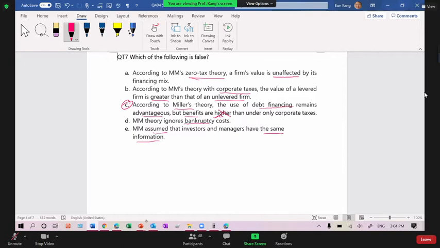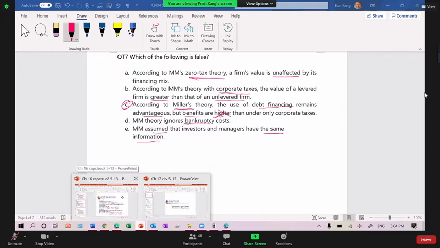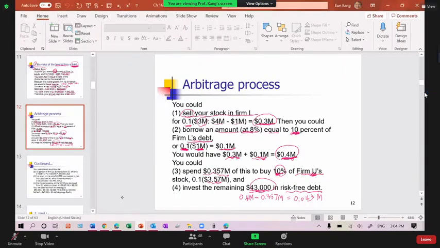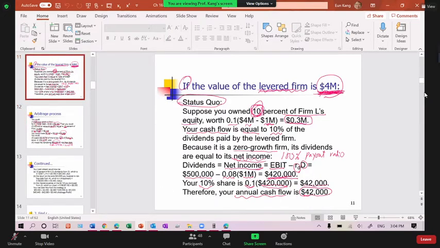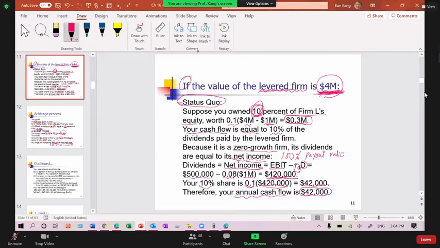And today we'll continue the capital structure topic. And then they said that without tax, okay, MM without tax, VL is VU, right? VL is VU. That is M&M without tax.